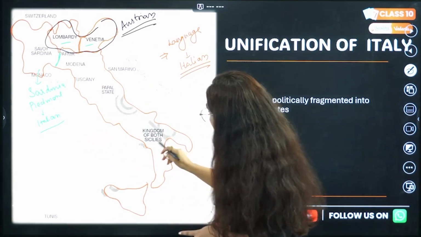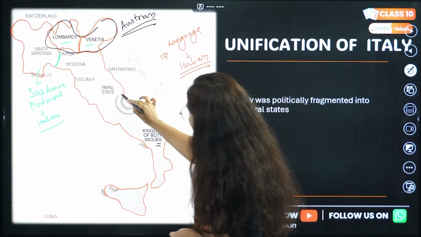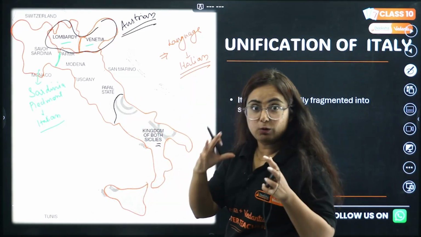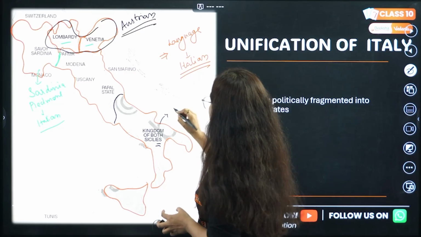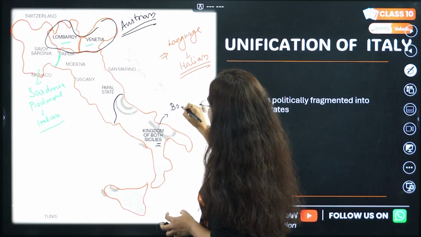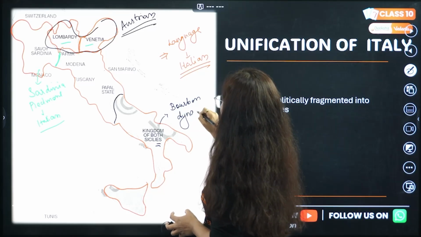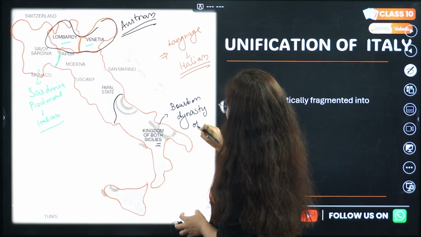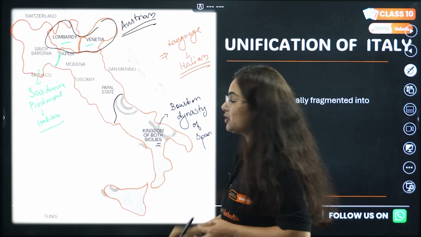Okay, if you go to this Kingdom of Sicily, which was in the south of Italy, it is also known as South Sicily. This was under the Bourbon dynasty. Now you might be thinking, the same Bourbon dynasty of France? No, this is the Bourbon dynasty of Spain. So Spanish rulers are ruling the southern region of Italy.